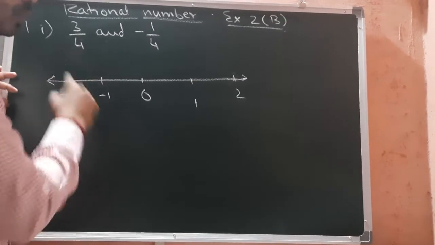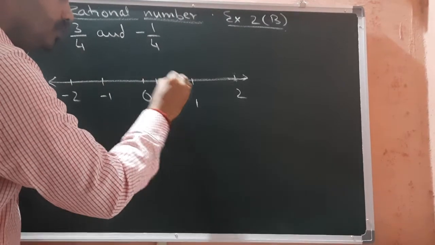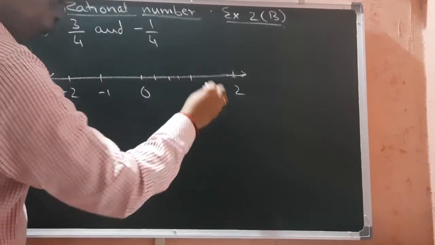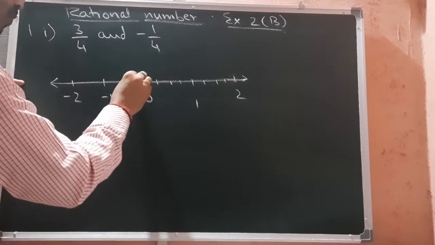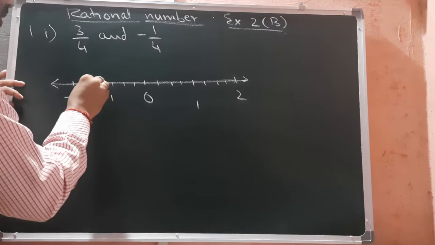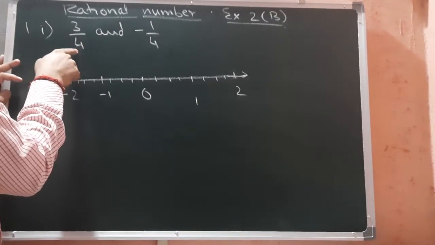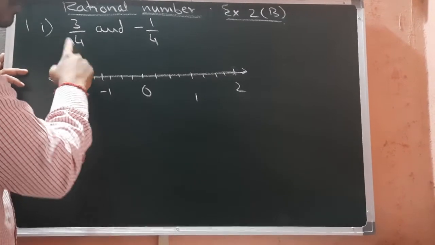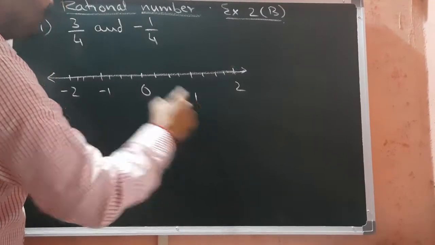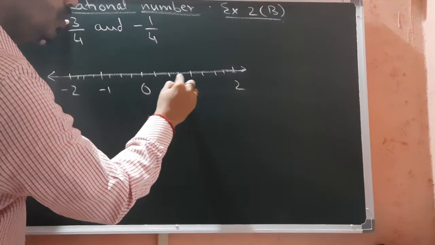The denominator is 4, so you will divide each unit into 4 equal parts. 1, 2, 3. That means 4 equal parts. Here also 1, 2, 3. Now 3 by 4 lies between the numbers 0 and 1. Out of 4 parts, 3 parts are here: 1, 2, 3.